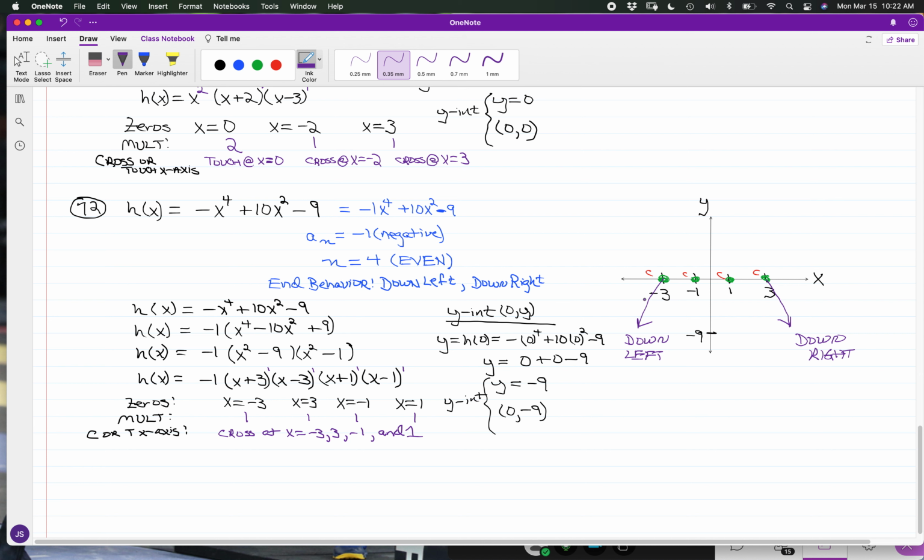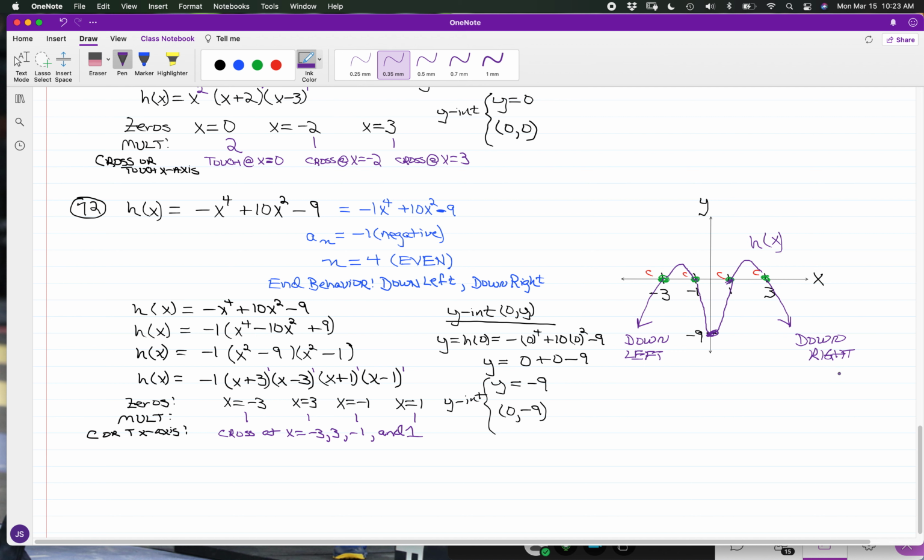Reading from left to right, as we get to negative 3, the graph is going to cross. Then when we get to negative 1, the graph descends and is going to cross. And once we get to x equal to 0, it comes in contact with the y-intercept at 0, negative 9. Then it's going to rise and cross the x-axis at x equal to 1. Then it's going to descend.